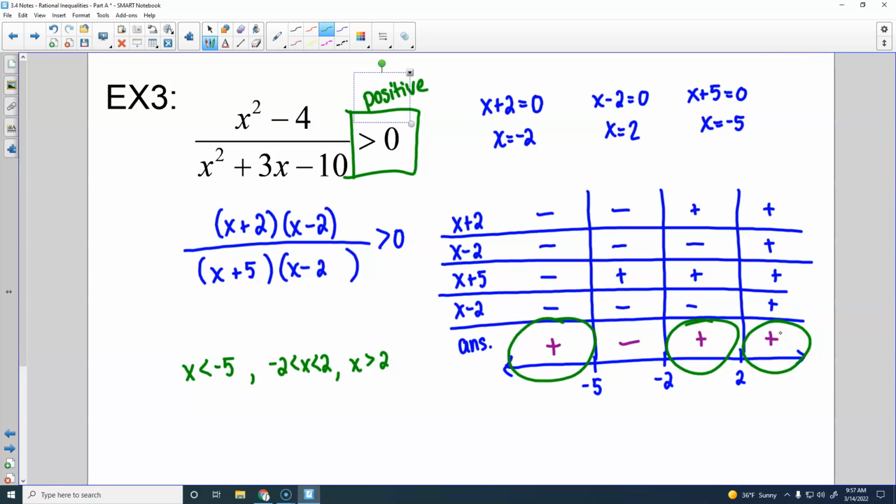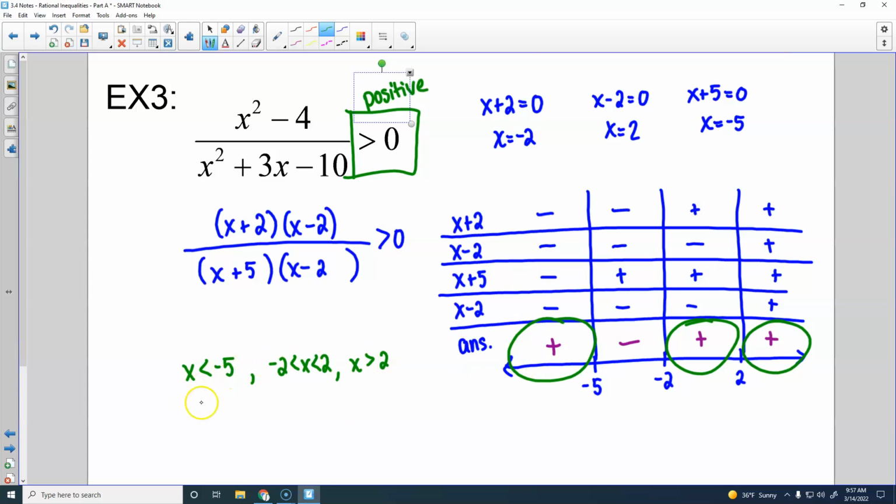You don't want to include that 2, even though it looks like it's positive there, because at 2 it's going to either equal 0 or undefined. I think it's undefined, actually. So it can't actually equal 2. So you want to list those separately.